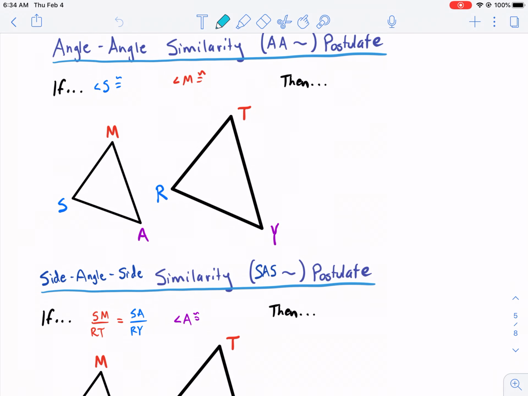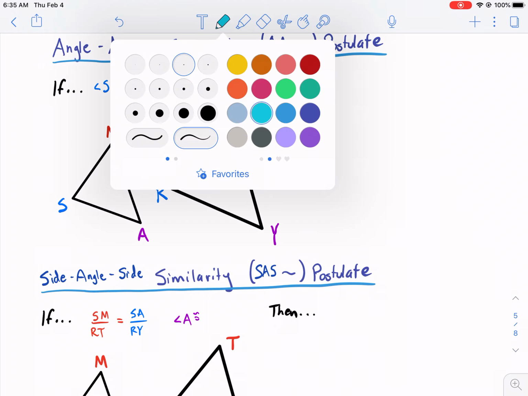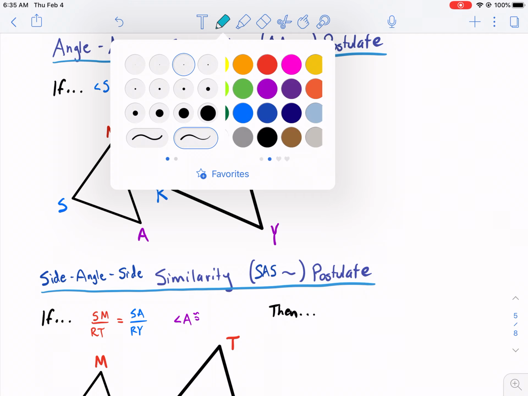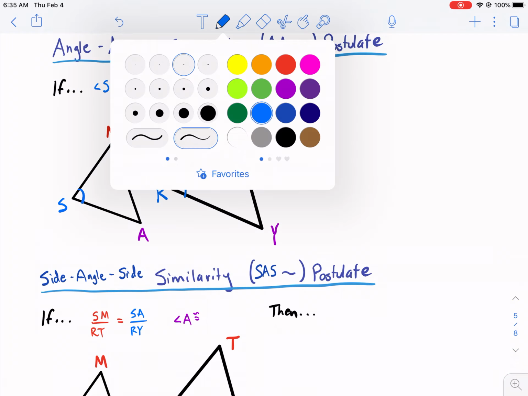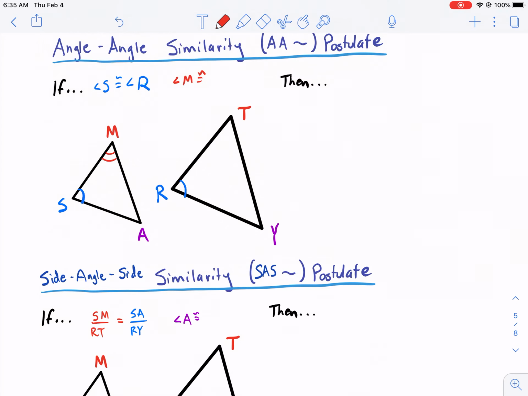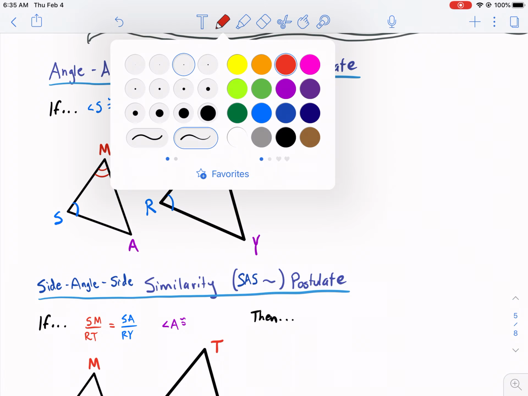Well, we need to know two things. If we know that, let me get my Apple Pencil going here. If we know that, let's change colors, angle S is congruent to angle R, okay, we're going to start there, and then angle M is congruent to angle T. And it doesn't have to be specifically these angles, it just needs to be two angles, okay, we need to be given two angles. Then we know that, what?